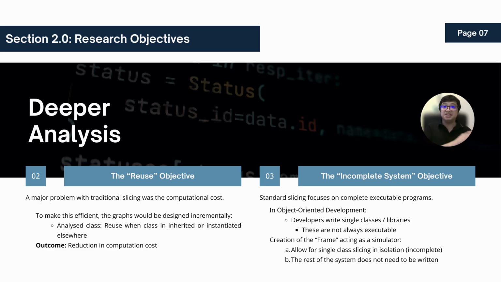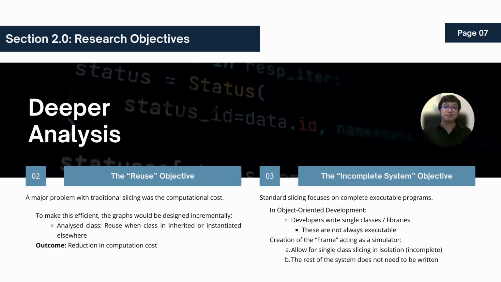And then we have the incomplete system objective. As I mentioned, developers often write code that isn't ready to run yet. To handle this, the authors created a frame. This acts like a simulator. It wraps around a single class and pretends to be a calling program. This allows you to slice a single class in total isolation without waiting for the rest of the system to be written.